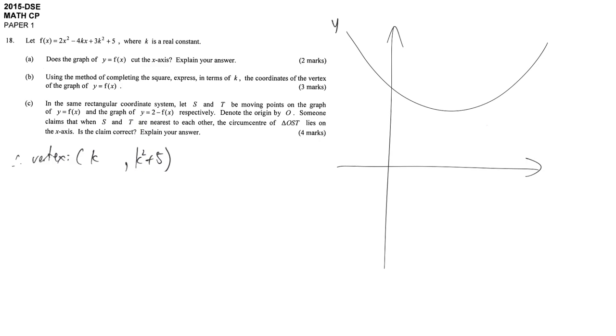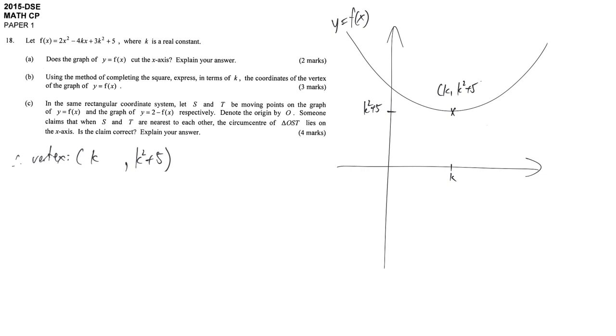We know the original graph y equals f(x) is like this. It's opening upward and does not touch the x-axis. But what we have not confirmed is whether it is on the right-hand side or left-hand side compared with the y-axis, so just simply write it in this way. We also know that there is a point which is the vertex. The x-coordinate is k, the y-coordinate is k squared plus 5. That's the vertex.